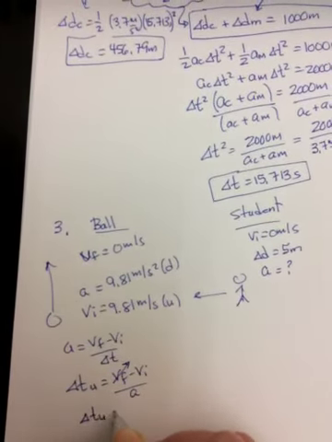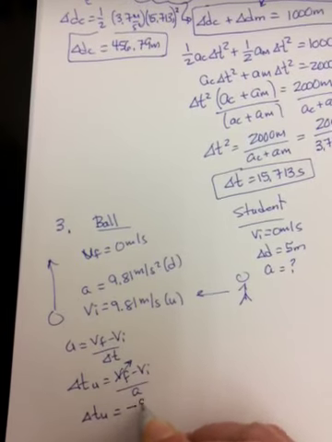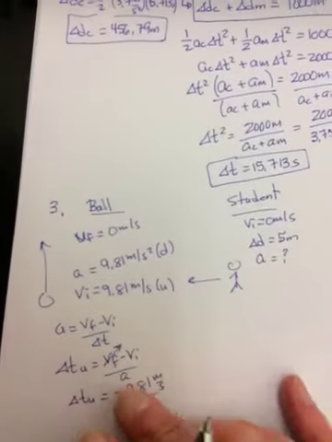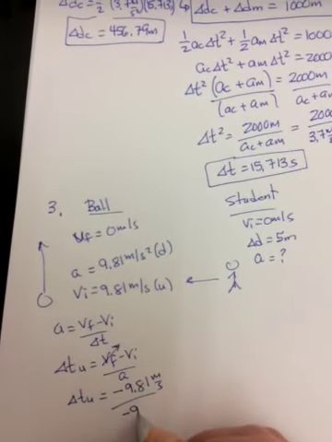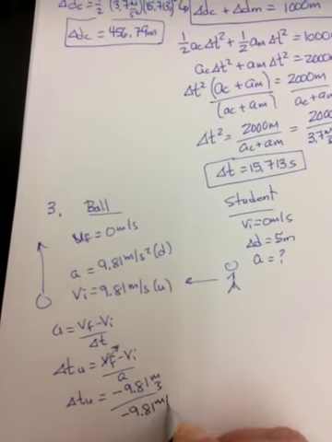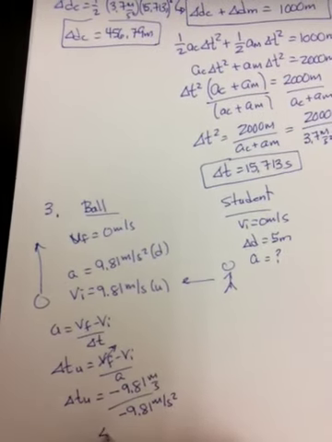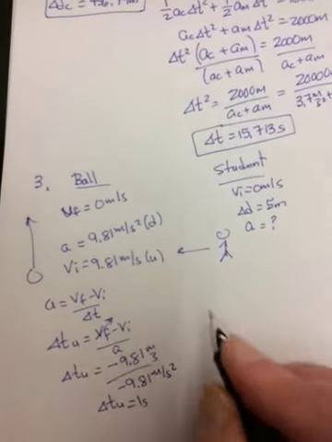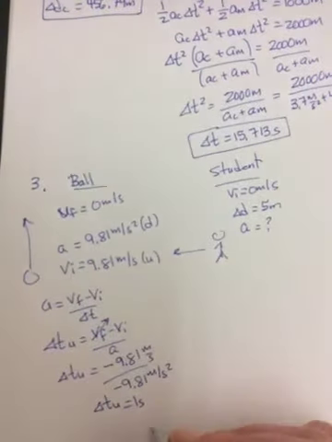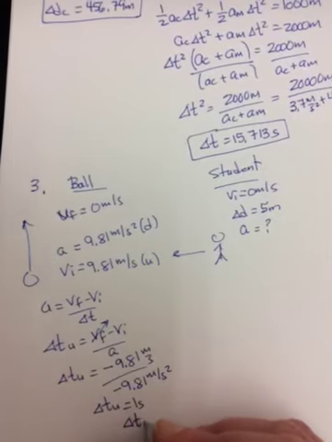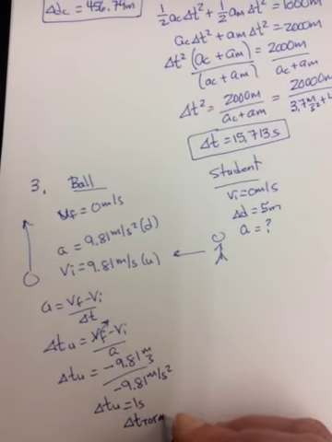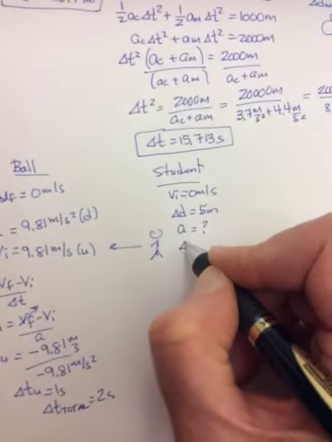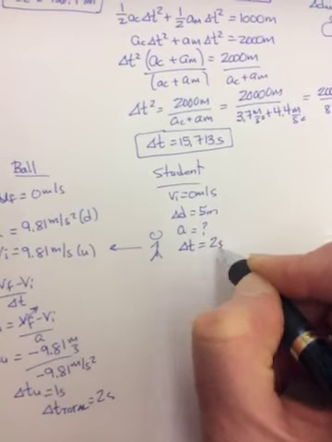So delta T up will equal negative 9.81 meters per second, negative because of the subtraction, and then gravity goes in as negative 9.81 meters per second squared. And what we find out is that delta T up is 1 second. But it has to go up and come back down before the person catches it, so delta T total for the ball will be 2 seconds. That means the student has 2 seconds to get over there to catch it.